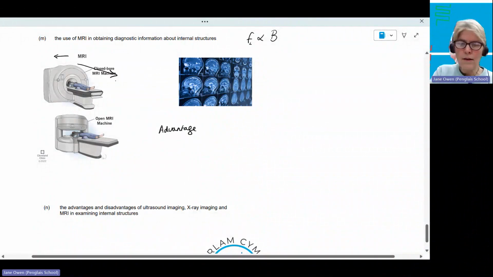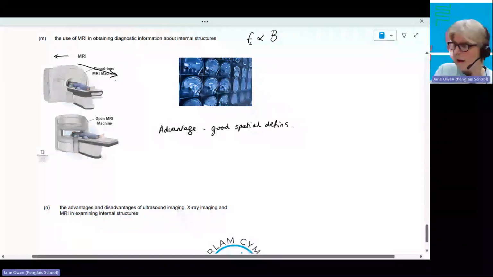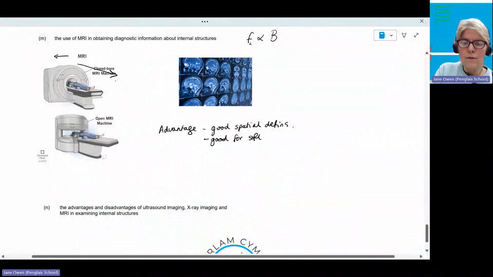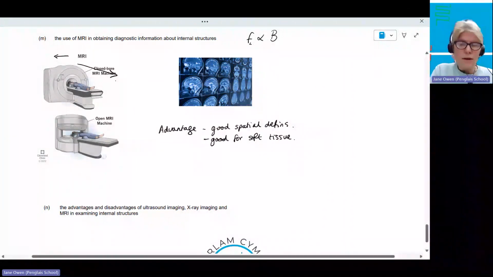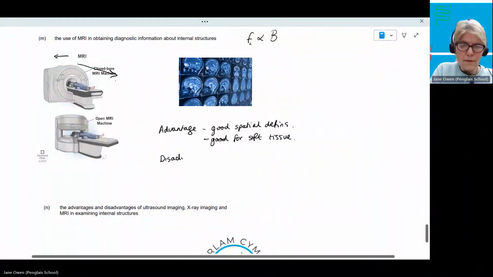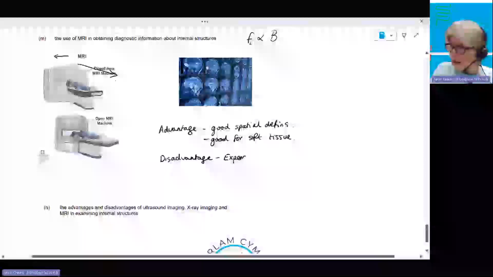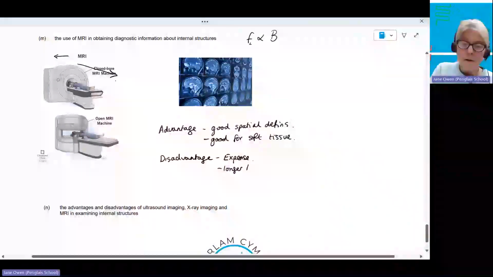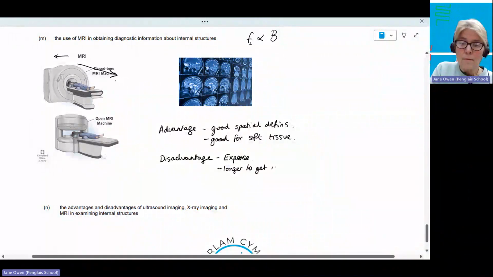It does give you very good spatial definition. It's good for soft tissue, but the disadvantage is that the image acquisition takes time. So disadvantages: it's very expensive. It's much, much, much more expensive than CT scans. It's longer to get an image. The longer you're on that bed, the better the image.